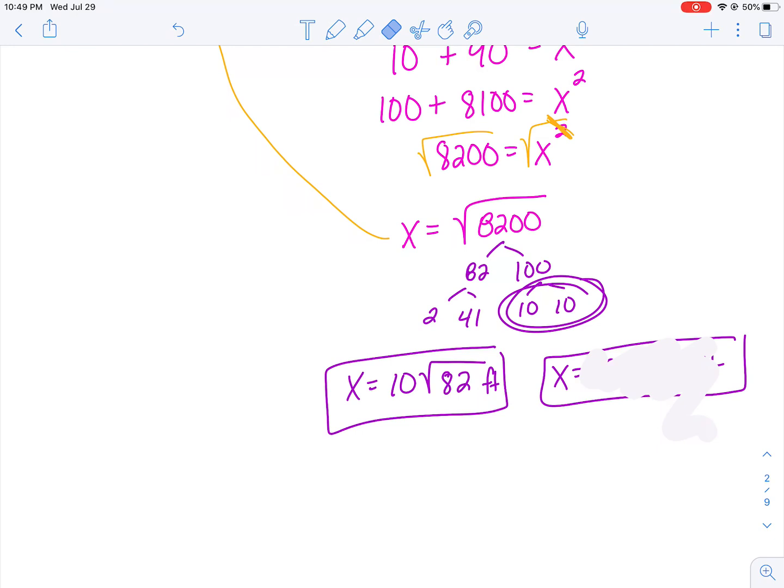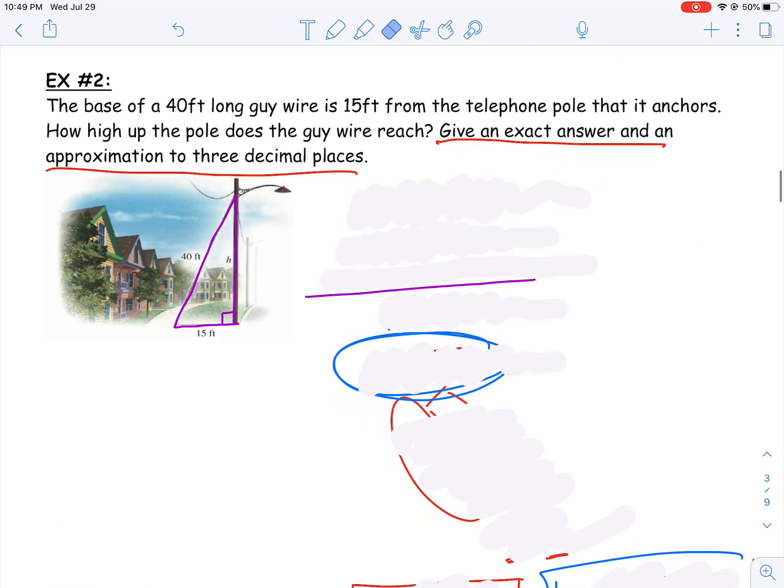Now, that doesn't really make much sense to us, right? It makes a little more sense to multiply that out and figure out what the actual square root of 8,200 is, and then approximate it, if we need to, to a certain number of decimal places. So I put that in my calculator, the square root of 8,200, or 10 times the square root of 82. You should still get the same answer either way. You should end up getting 90.554 feet. That makes a little more sense. We can envision what that looks like.